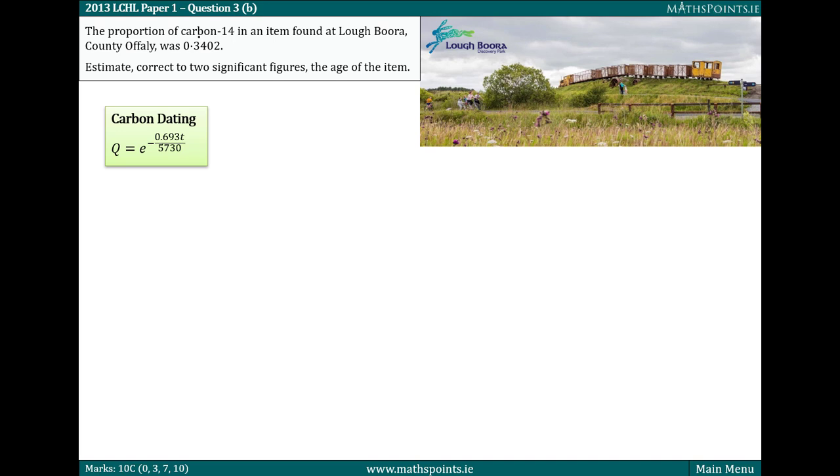In this question, we're told that an item has been found and the percentage of carbon left in it is 0.3402, or we can say 34.02%. Now, the first thing to do in a question like this is do a bit of a common sense check. If 2,000 years had 78.51% of the carbon left, well, to get to a stage where there's only 34.02% of the carbon left, well, that's going to be a much longer time than 2000. This is a much older item than the item that had 78.51% of the carbon left.